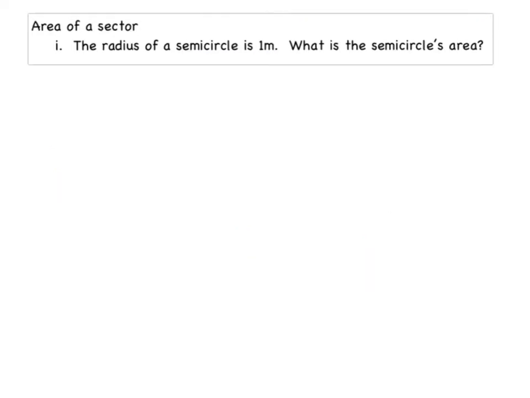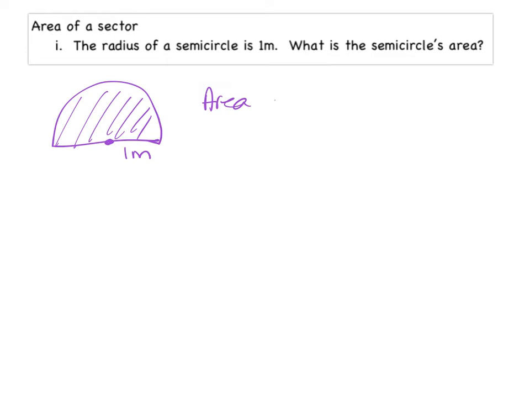Okay, so next question, area of the sector. We have a semicircle and we have a radius. We have to be careful to know whether we're dealing with radius or diameter. We have a radius of 1 meter. And they want to know what is the semicircle's area. So we know the area of a whole circle is equal to pi multiplied by r multiplied by r. So if r is 1, then the area of the whole circle will be 3.14 multiplied by 1 multiplied by 1. And that will give us 3.14 meters.